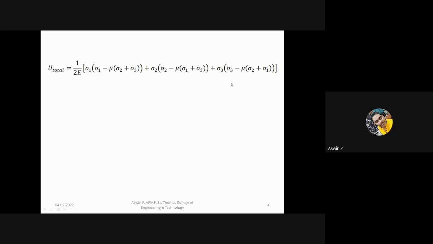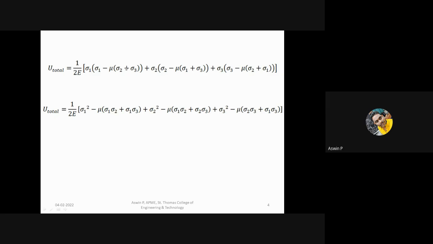After substituting these values, you have to take sigma 1 inside, sigma 2 inside and sigma 3 inside. Multiplying sigma 1 into sigma 1 becomes sigma 1 square. Sigma 1 into sigma 2 becomes sigma 1 sigma 2, and the third term becomes sigma 1 sigma 3. Similarly, this becomes sigma 2 square minus mu into sigma 1 sigma 2, sigma 2 sigma 3, and this becomes sigma 3 square minus mu into sigma 2 sigma 3 plus sigma 1 sigma 3, like this.